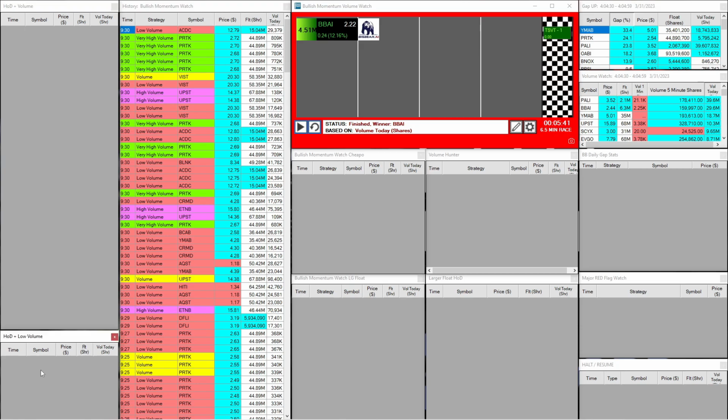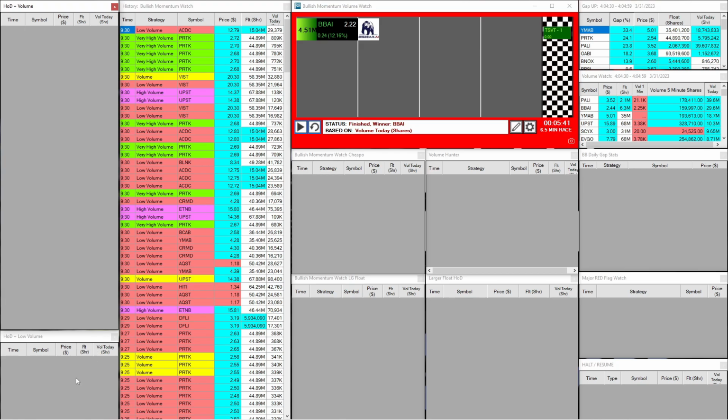So a lot of times what you'll see is the results come in on this scanner. Then you'll start to see it hit this scanner, which means volume is starting to pick up. And then you'll see it hit this scanner, meaning that it's got the volume plus it's making new highs. And that's important.